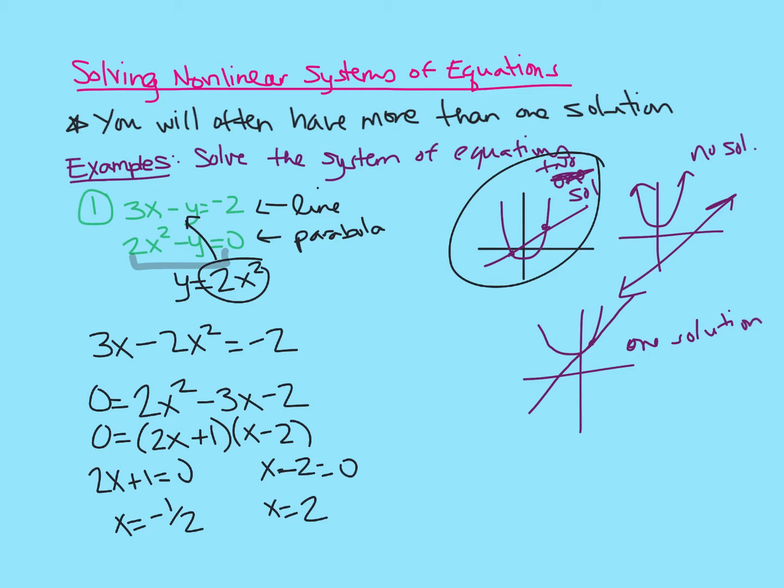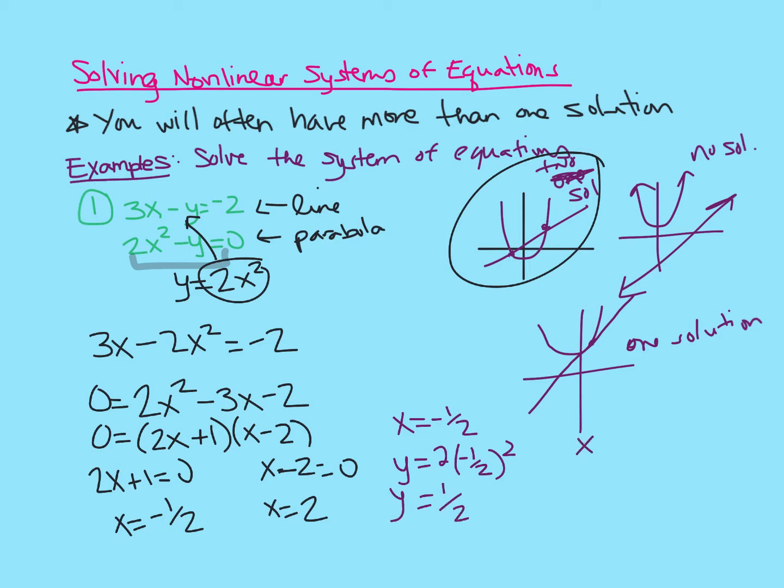You still need to continue on. You're not done yet. Keep in mind that even though it's two solutions, each solution needs to include both an x and a y value. So I'm going to substitute both of these things back into the original equation. So my first one, I had x is equal to -1/2. When I substitute that into my equation, y equals 2x squared, I end up getting y equals 1/2.